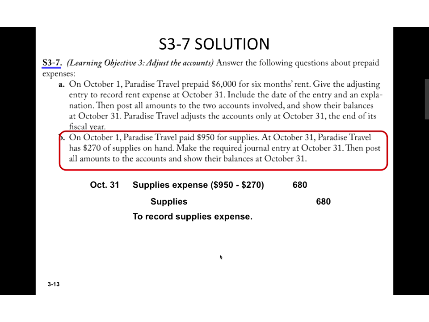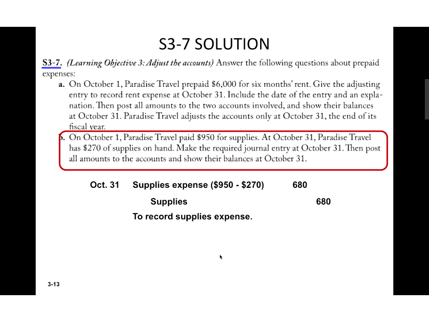And how we get there is we're going to take what we started with and subtract what we have left, and that will give us our used. If we had purchased more supplies during the month or started with supplies, we'd have to add that in too. Here's all the supplies we had available, and then subtract what we have left from this physical count, and that will give us the 680 of supplies that we used.